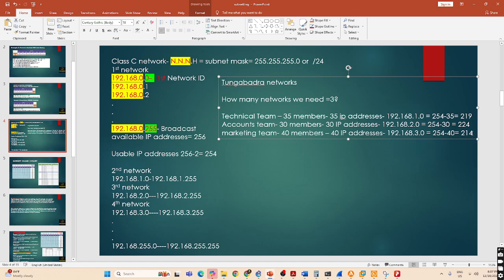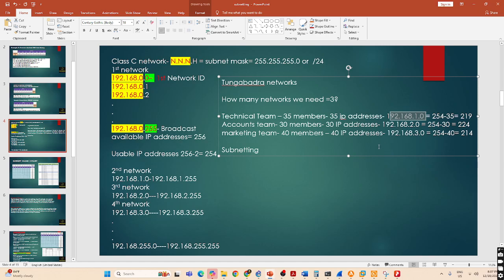You can save the IP addresses by using subnetting. It means I can use one network. There are 254 IP addresses available. Out of 254, I will give 35 to the technical team, 30 to the accounts team, 40 to the marketing team, so that I can save 2 networks. It means 400 to 500 IP addresses I can save. How can you achieve that? Simple: by using subnetting, you can assign this one network to multiple teams.